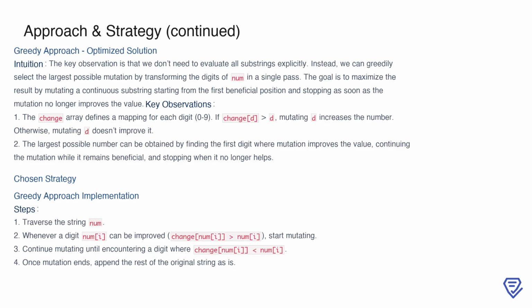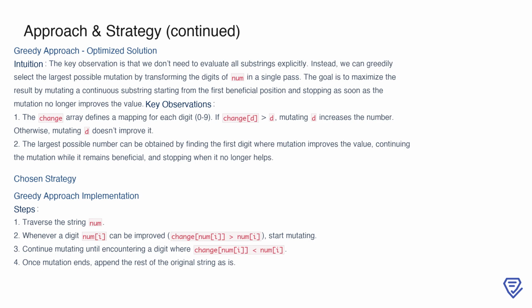The key observation here is that we don't need to evaluate all substrings explicitly. Instead, we can focus on transforming the digits of the number in a single pass to maximize the result. The strategy is to find the first position where mutating a digit improves the value, continue mutating as long as it remains beneficial, and stop as soon as further mutations no longer increase the number.